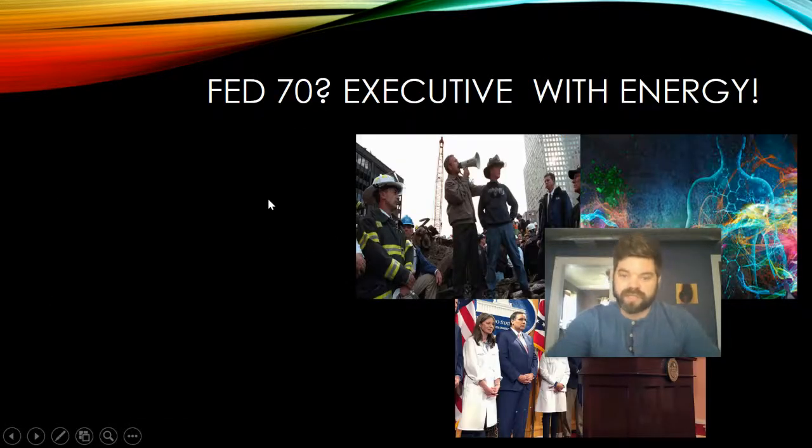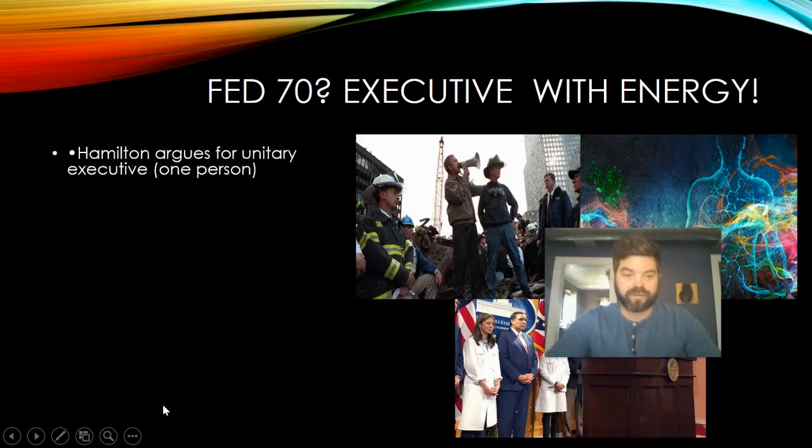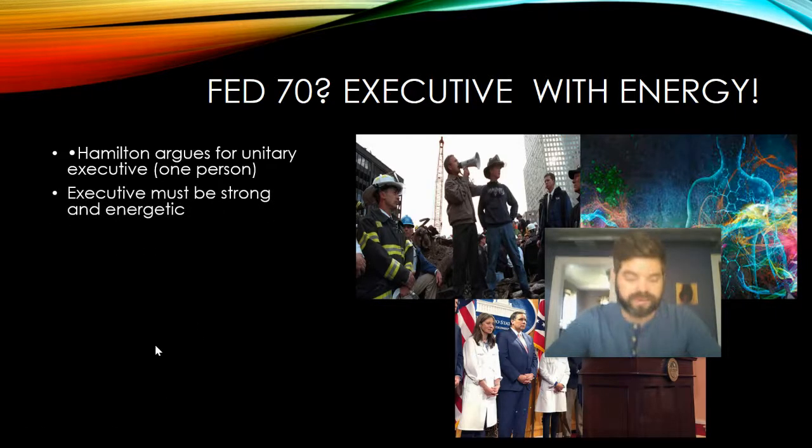Fed 70, executive with energy. This is all about having an energetic executive. First of all, Hamilton argues for a unitary executive, that the executive should be one person. There shouldn't be a ruling council like they had in Rome. The executive must be strong and energetic.